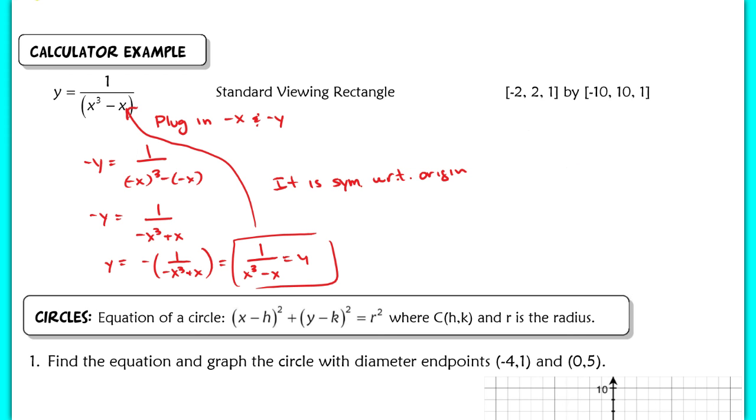Okay? All right, so I know we've done a few examples of this. Maybe it's overkill, but I just want to make sure that you totally understand how to test algebraically the type of symmetry that occurs from the graph of an equation.